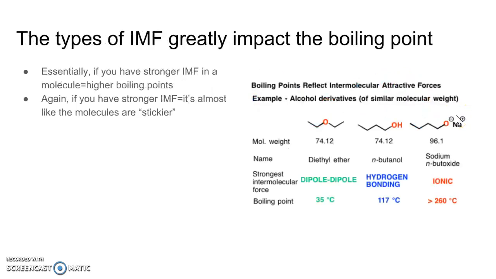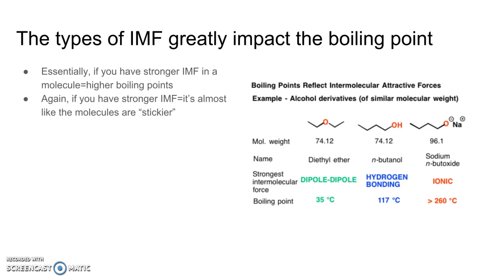Okay. The types of the intermolecular forces also greatly impact the boiling point. So if you have a molecule with stronger intermolecular forces, you have a higher boiling point. You can also compare this when we're thinking about if you're more polar, you can think about that. Would you have stronger dipole-dipole interactions? Just something to think about.